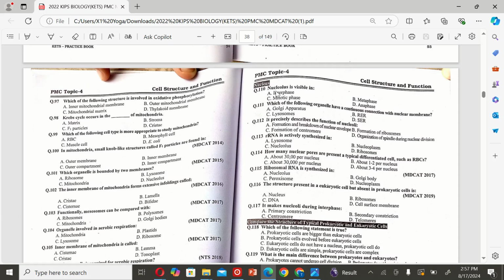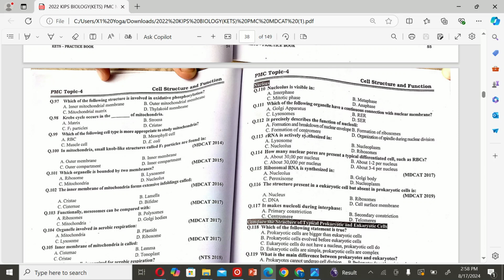The next MCQ is: the nucleus is visible in A. Interphase, B. Metaphase, C. Mitotic phase, and D. Anaphase. So the correct option is A. Interphase. The next MCQ is: which of the following organelles has a continuous connection with the nuclear membrane? A. Golgi apparatus, B. Rough endoplasmic reticulum, C. Lysosomes, and D. Smooth endoplasmic reticulum. So the correct option is B. Rough endoplasmic reticulum.